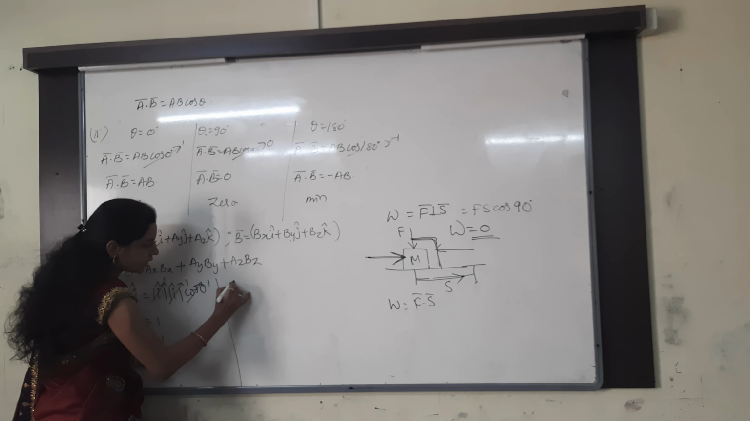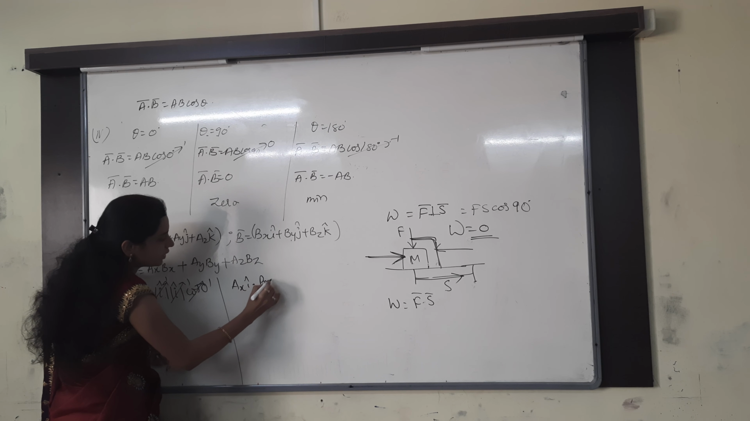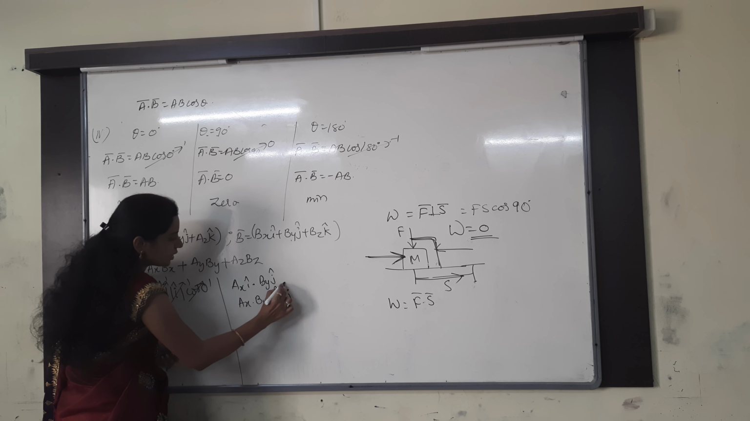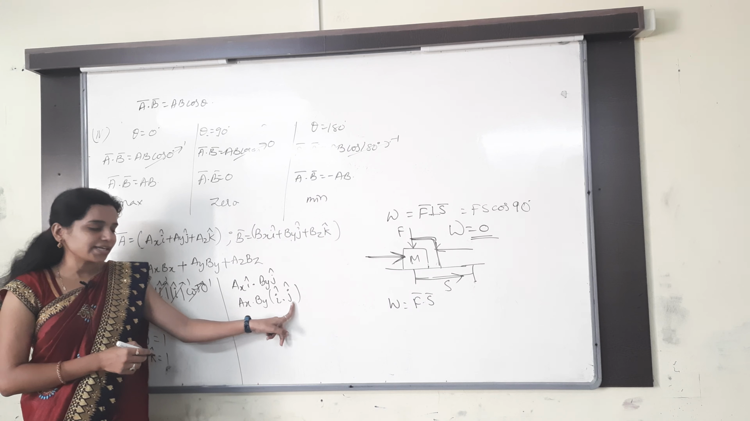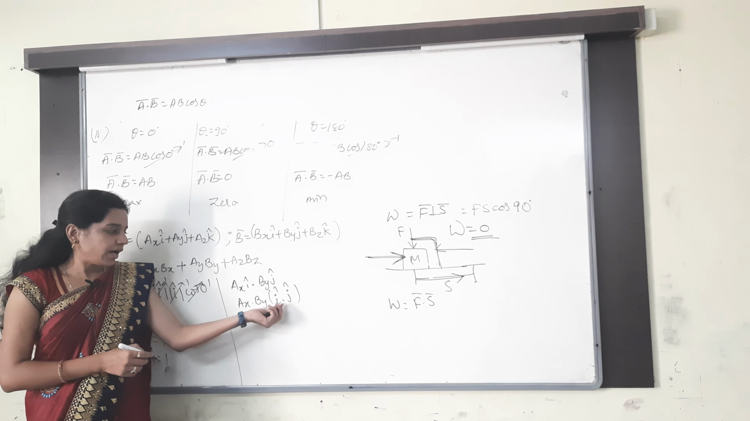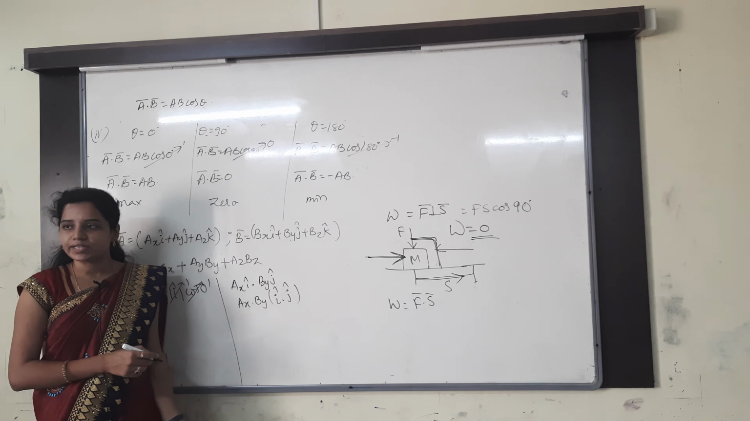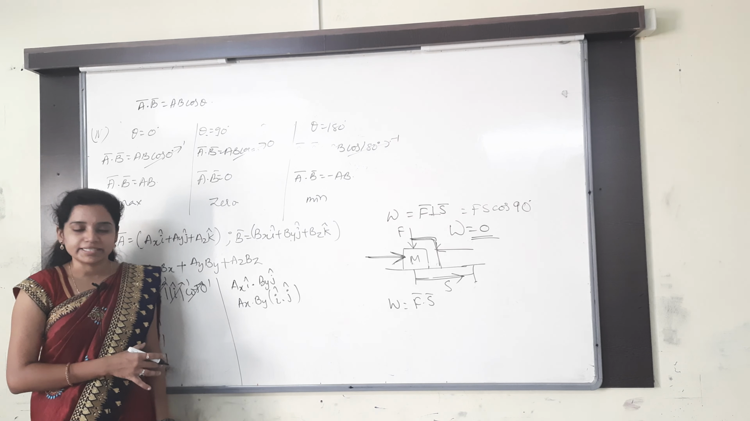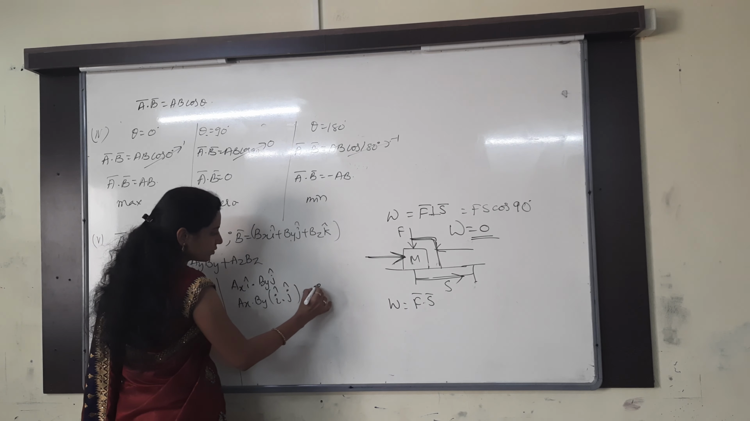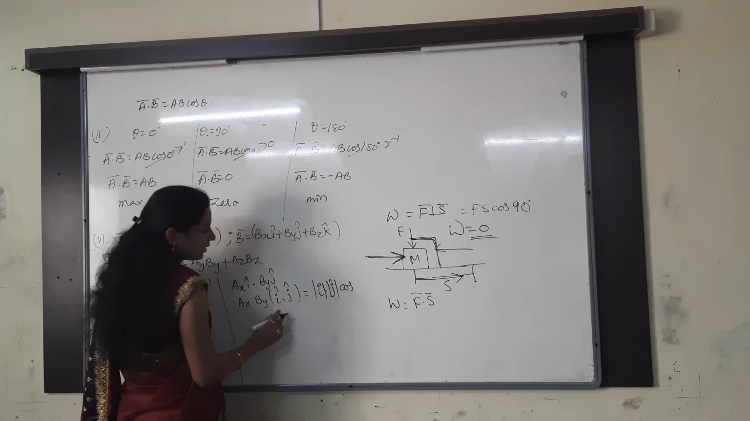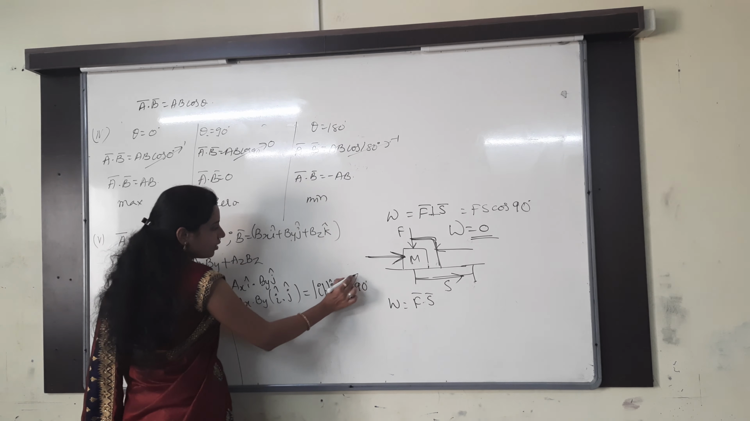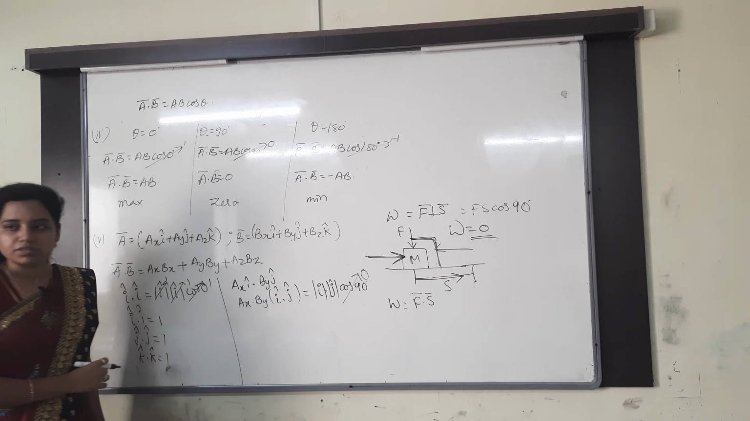Next step is what? Ax I cap dot by j cap. I will take ax and by, and then I cap dot j cap. What do you mean by I cap dot j cap? I cap means which direction? X axis. J cap means which direction? Y direction. I cap is x direction, j cap is y direction. What is the angle between them? 90 degrees. So I dot j is nothing but modulus of I, modulus of j, cos of the angle between x and y axis, 90 degrees. Cos 90 becomes how much? 0.